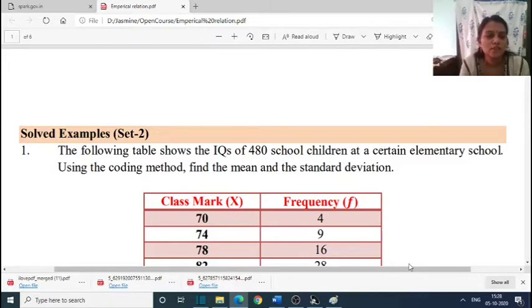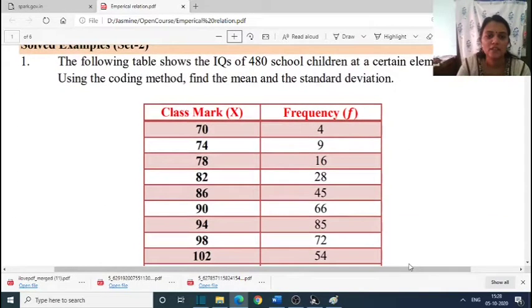The first problem is the following: the table shows the IQs of 480 school children at a certain elementary school. Using the code method, find the mean and standard deviation. The class mark is given as X and frequency as F. The first class mark is 70, frequency is 4. Next 74, frequency is 9. Next class mark is 78, frequency is 16.